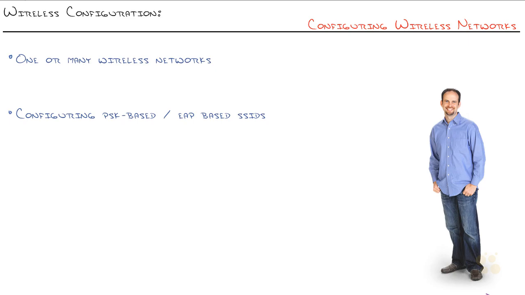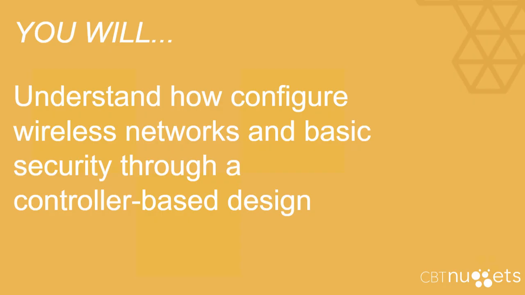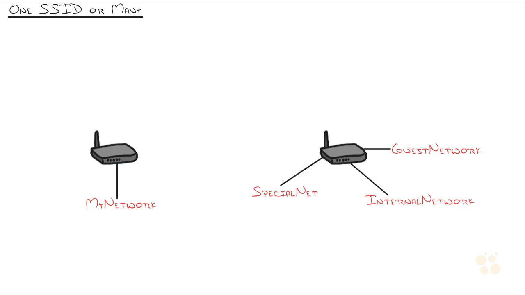Configuring wireless networks. By the time you're done here, you will understand how to configure wireless networks and basic security through a controller-based design. When you set up a wireless access point, one of the first configuration settings that you'll choose is an SSID. That's a security set identifier, and essentially that's the name of the wireless network that's broadcast into the air for all the devices to join.